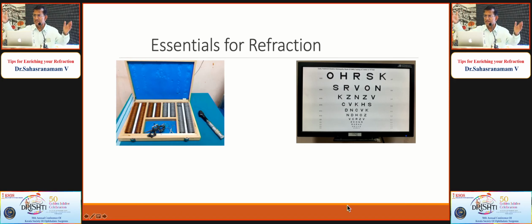Surrounded by a lot of gadgets nowadays. But for refraction as such, you need very few gadgets. You just need a trial set. You need a good retinoscope in the form of a good streak retinoscope and a trial set. That's all that you need for a good refraction.